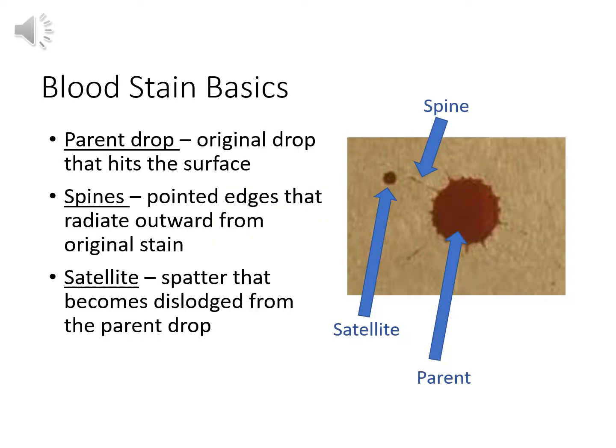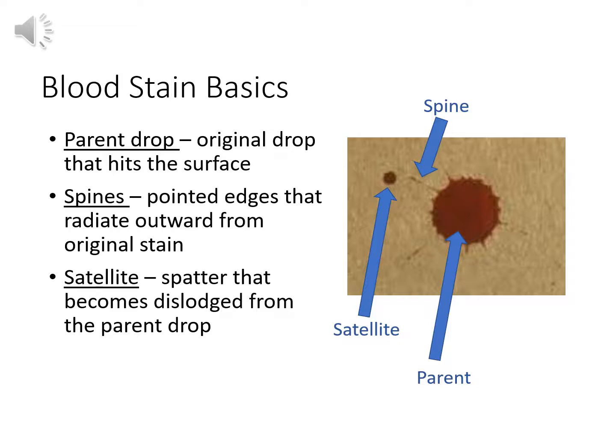Continuing with our basic definitions, we have here parent drop. That's the large drop to the right of our slide. And that's the original drop that hits the surface. Notice on that parent drop we have some spines. Spines are the pointed edges that radiate outward from the original stain, but there's still a link to it. Again, the spine that we show is particularly long, but it still trails back to that original parent drop.